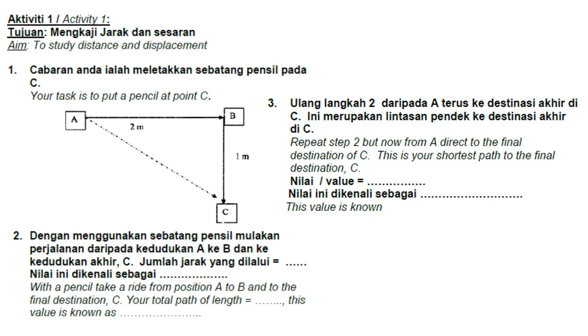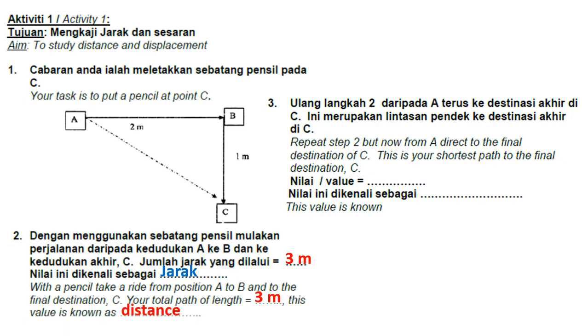The aim is to study distance and displacement. So we have 3 points A, B, C. Our task is to put the pencil at point C. Okay. So with a pencil, take a route from position A to B and to C. So what is our total path? From A to B is 2 meter. From B to C is 1 meter. So 2 meter plus 1 meter should be 3 meter. And this value is known as distance.